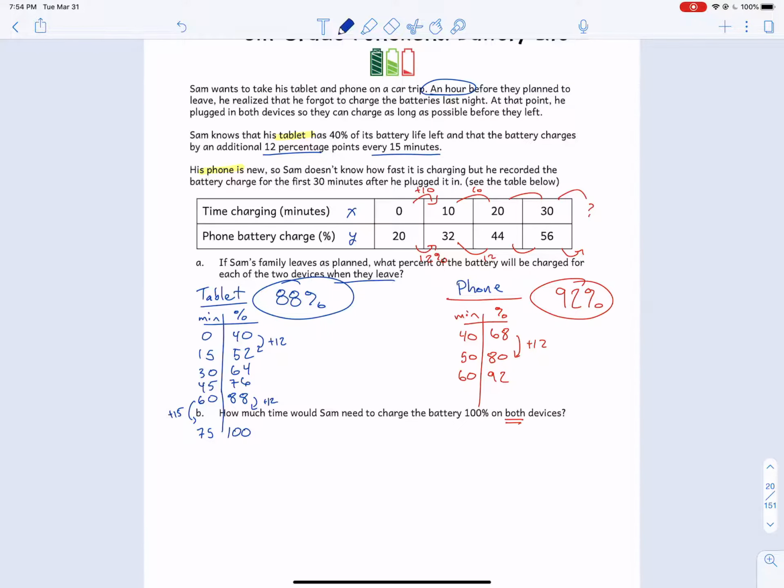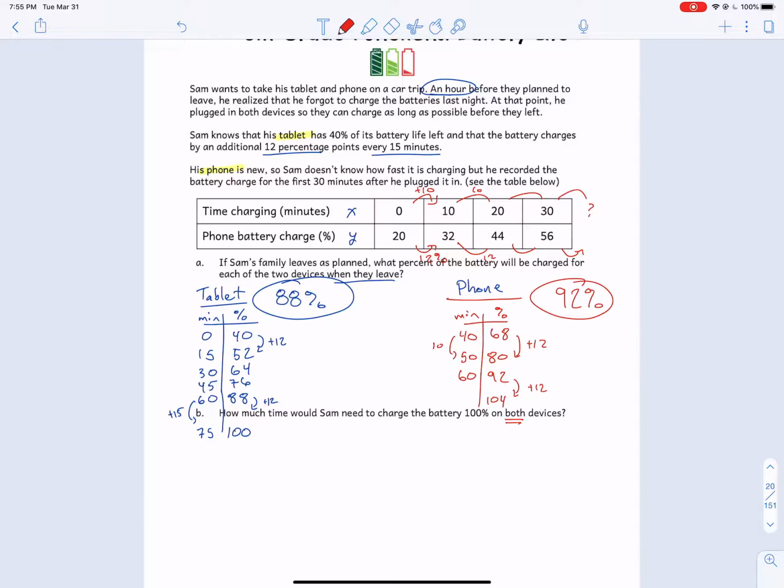For the phone, let's see what happens here. So if we add another 12, then we get 104. But we want just 100%. We can't have 104%. So what can we do? Let's see if we can write an equation, right? And we can set y equal to 100, and we can solve for x. That would be a great way to do it. But let's see if we can work this table to help us.